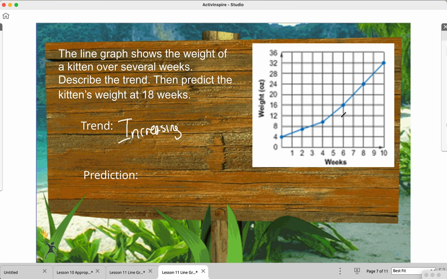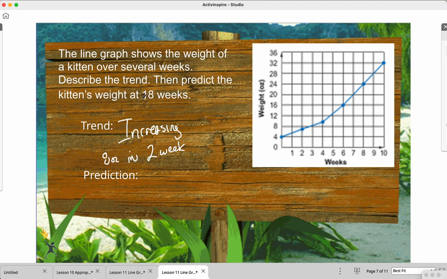So in 2 weeks, the cat puts on pretty much that 7, 8, 8. So every 2 weeks, the cat puts on 8 ounces. So 8 ounces in 2 weeks, or you could say 4 ounces a week.